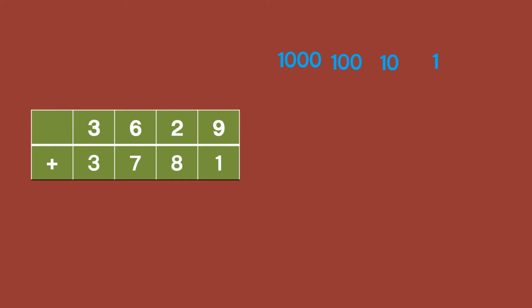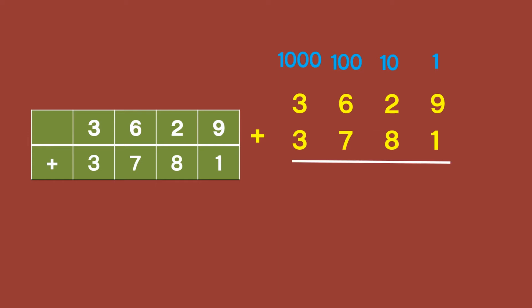That means I'm going to write the digits in ones place under ones place, digits in tens place under tens place, digits in hundreds place under hundreds place, and digits in thousands place under thousands place. Then it will be easy for us to find the answer. So 3629. See, I have separated the digits and mentioned 3781. I have also separated it according to its places. Then it will be easy for us to go for the answer.